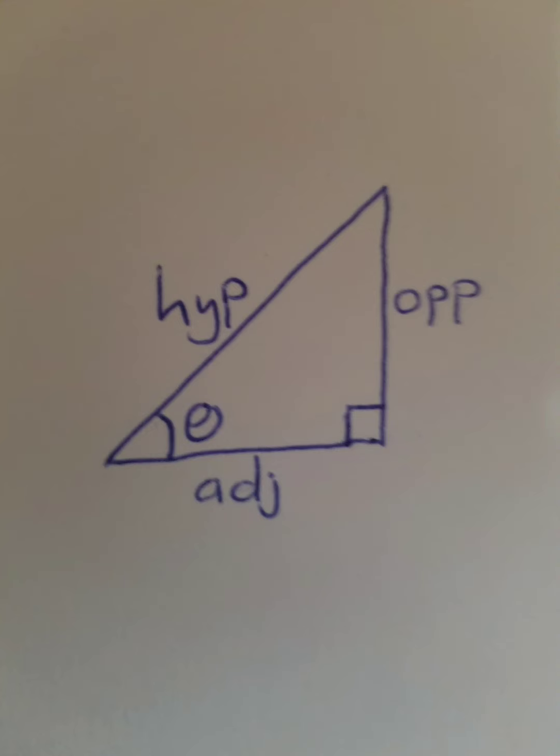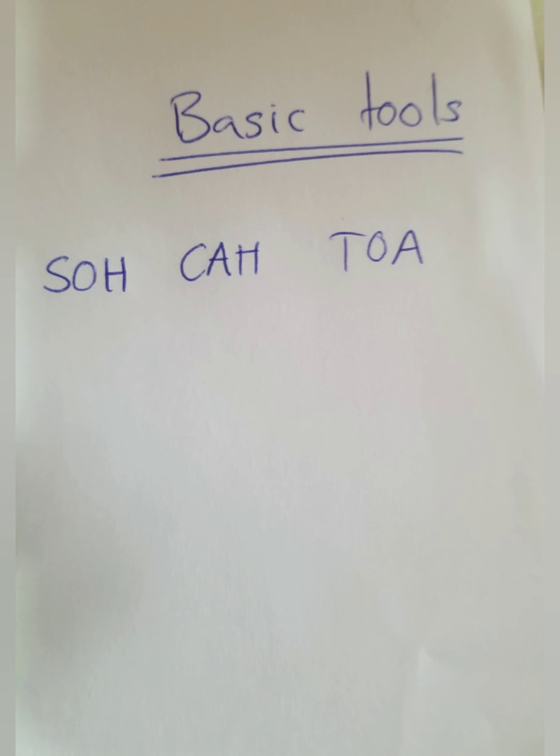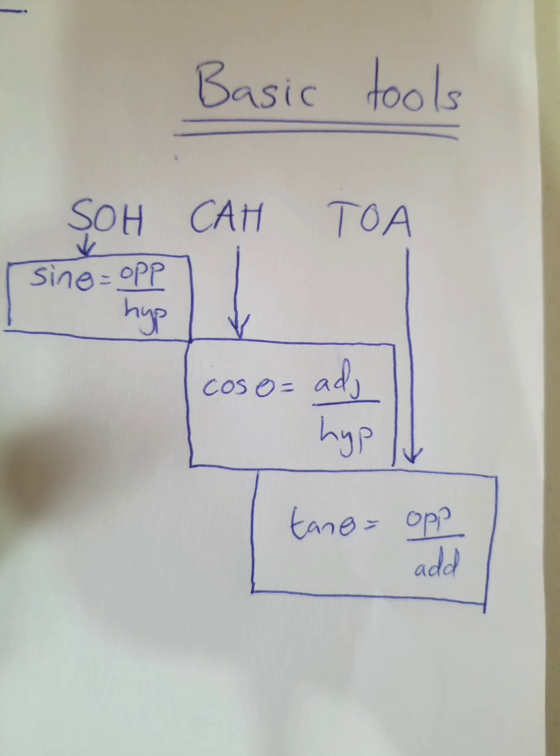To remember how to calculate them, we will use a very simple phrase that you must memorize. SOHCAHTOA. SOH stands for sine theta is equal to opposite over hypotenuse. CAH is cos theta is equal to adjacent over hypotenuse. TOA is tan theta is equal to opposite over adjacent.